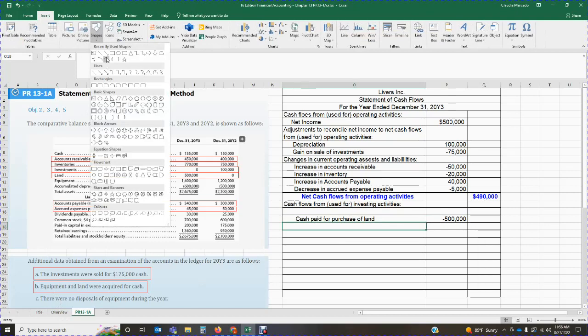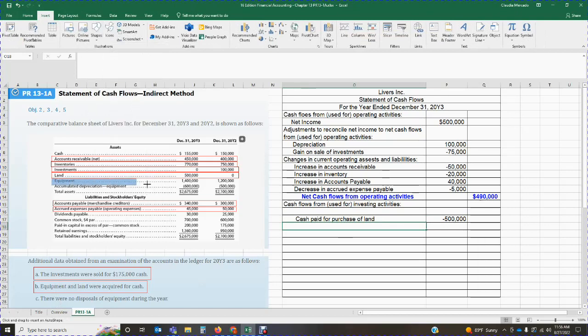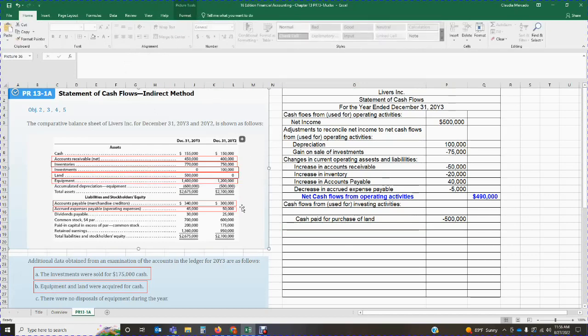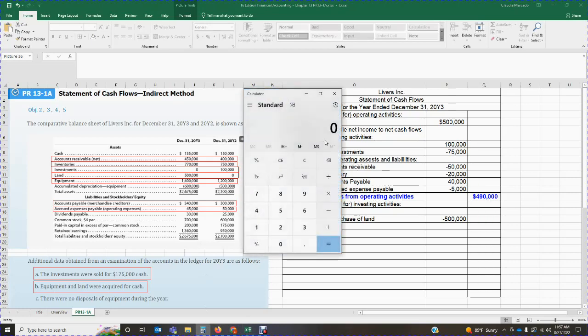It also says that we bought equipment. So let's look at our equipment account. We had equipment of $1,200,000 last year, and this year we have equipment of $1,400,000. Last year we had $1,200,000. So that means that we bought equipment worth $200,000.